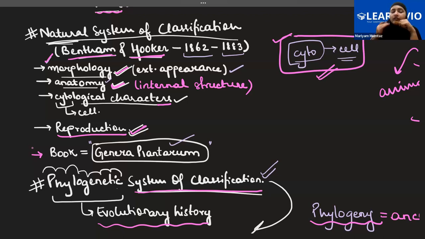So when all of these things were taken and they published their natural system of classification, the book that they published it in was Genera Plantarum. This is the name of the book. Okay? So this was the natural system of classification. Any doubts? No, ma'am. Okay.